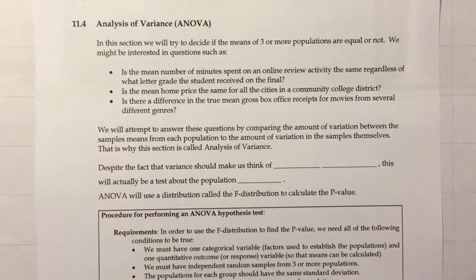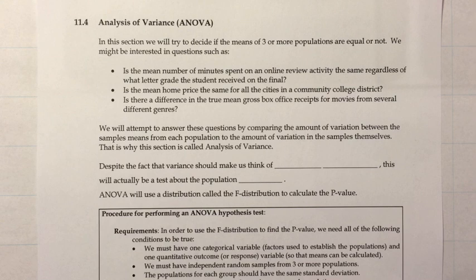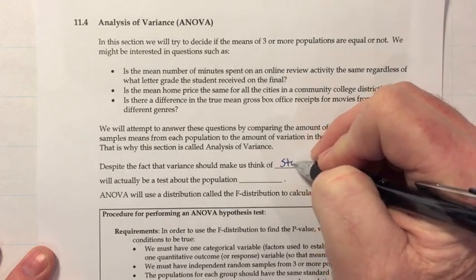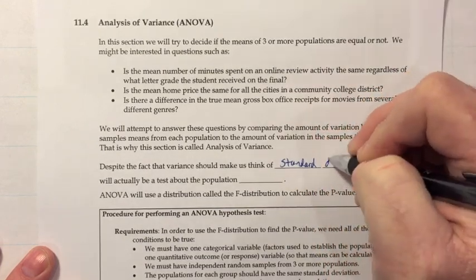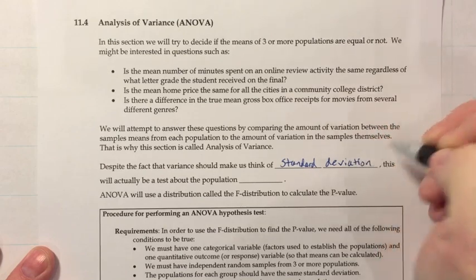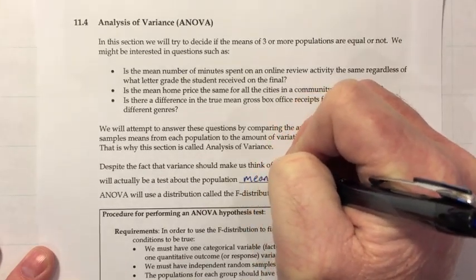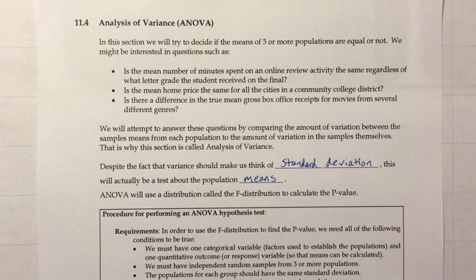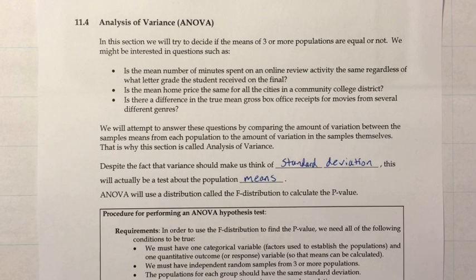That phrase right there is a pretty tricky one. We'll see some pictures and explain that further as we move along. And despite the fact that variance should make us think of standard deviation, this will actually be a test about the population means. So variance is connected to standard deviation, but this is a test about the means. We get the name analysis of variance for the test because we're looking at the variation among the means. Again, it's tricky. We'll look at some pictures as we go through an example that will clarify that.